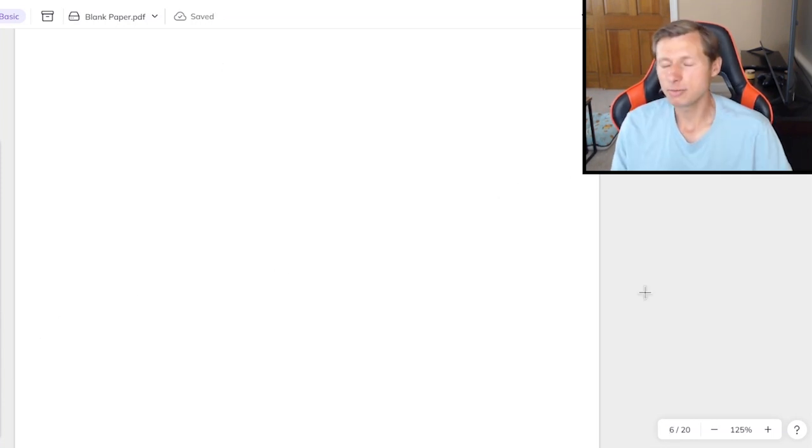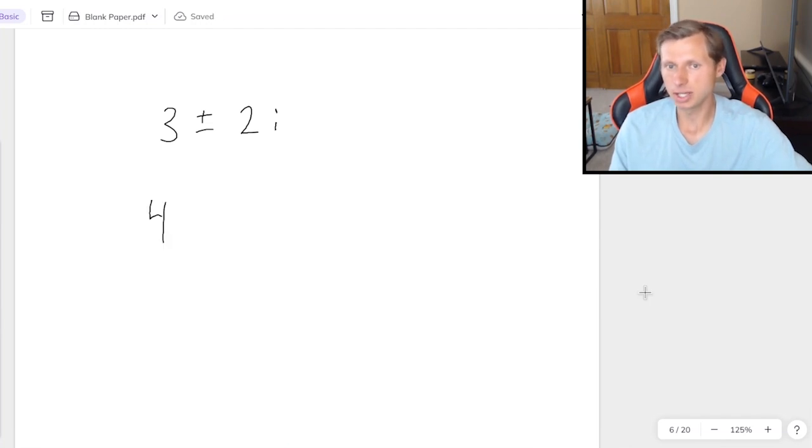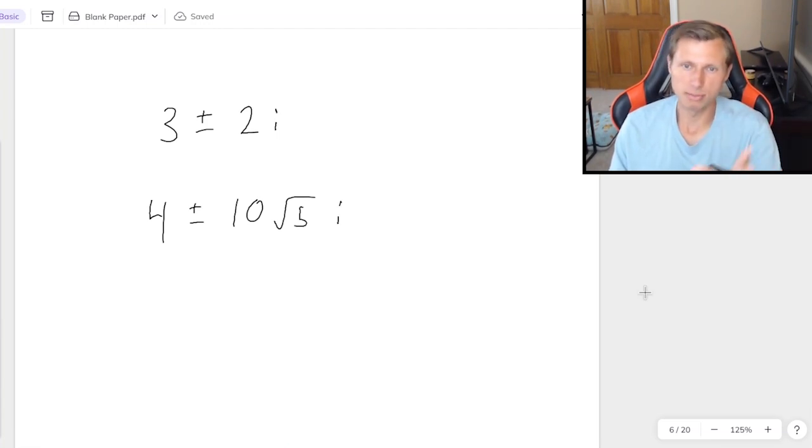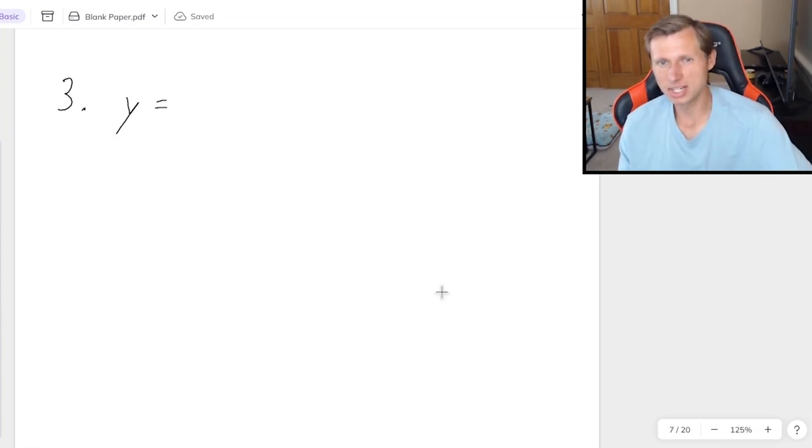Now, one fun fact for you before we go to the final problem today. The solutions to these imaginary roots will always be complementary to each other. What I mean by that, the answer will always be 3 plus or minus some imaginary number. Even if it's something like 4 plus or minus 10 root 5 i, it's always going to be plus or minus the imaginary part. That is not a coincidence. This always happens.